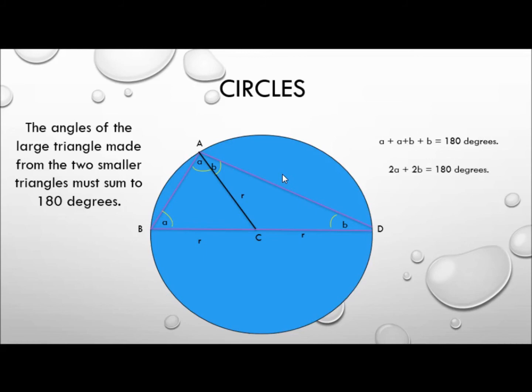A little bit of algebra there, factoring the A and B. We've got 2A plus 2B is equal to 180 degrees, because A plus A is just 2A, and B plus B is 2B. So we can now factor out the 2. So that's 2 into A plus B is equal to 180 degrees. Which means that A plus B is equal to 180 over 2 degrees. Or, put it another way, A plus B is equal to 90 degrees.